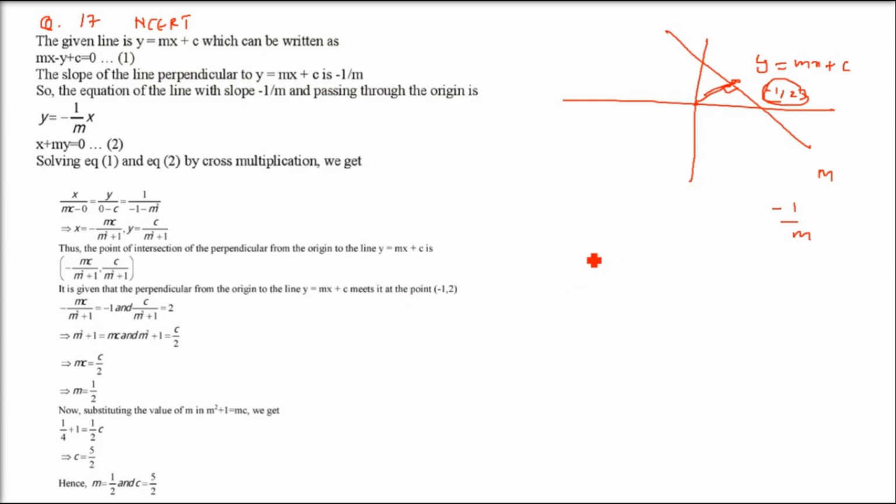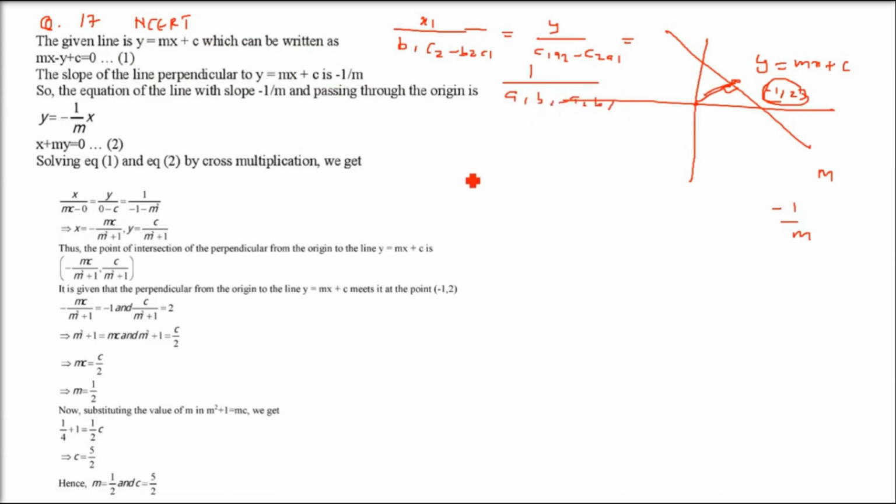I earlier told you what you have to do: in place of x put x by something, y by something, and 1 by something. Let me just confirm it so that you can solve it. There are two lines. So x divided by (b1 c2 minus b2 c1) equals y divided by (c1 a2 minus c2 a1), and this equals 1 divided by (a1 b2 minus a2 b1).